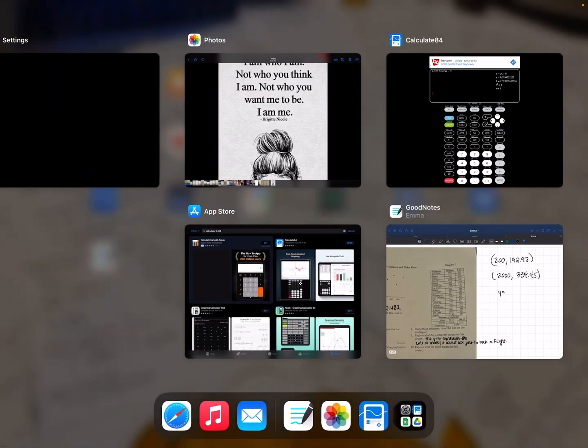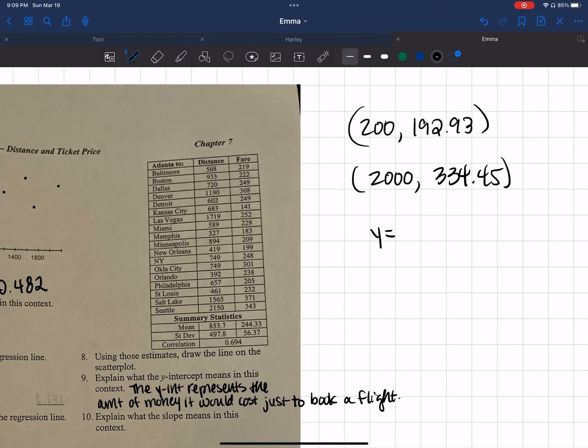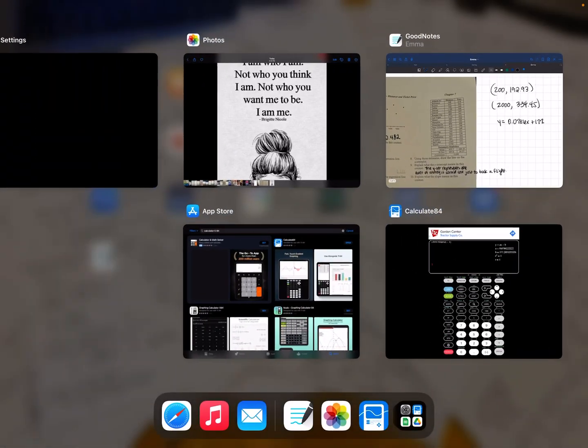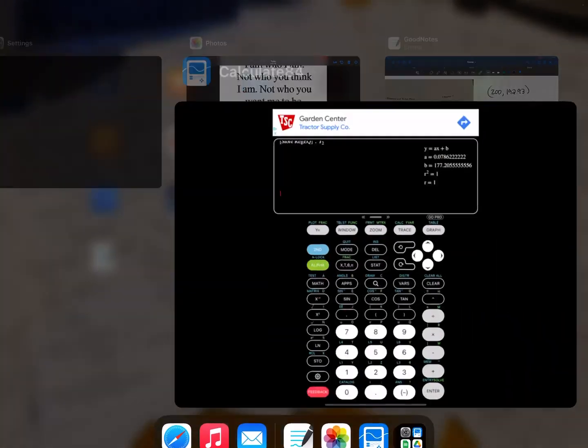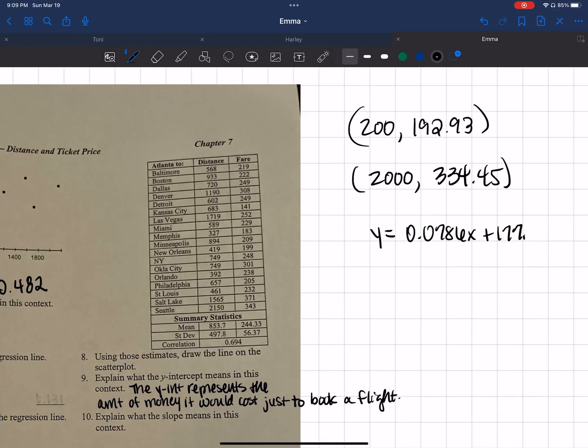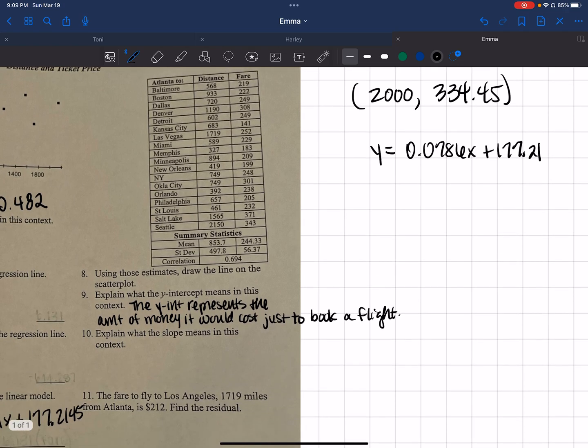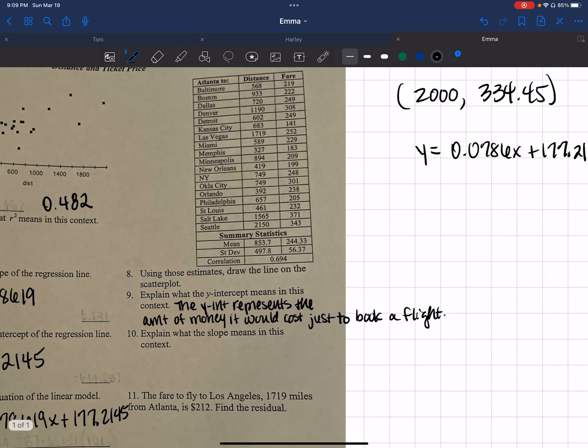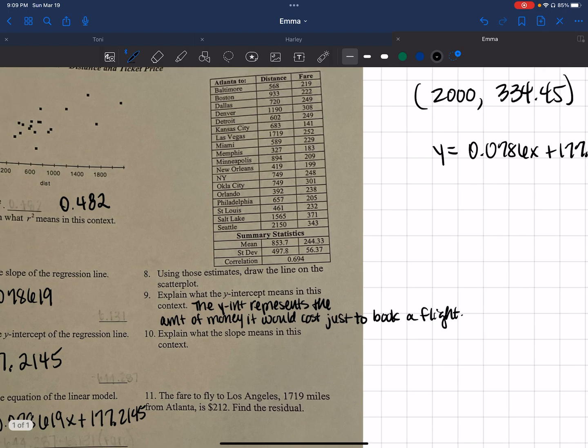Let's put what that is. Y equals, they're only charging about 8 cents a mile, 0.0786. What was it? Tell me again. 177.21, we're going to say. 0.21, okay.